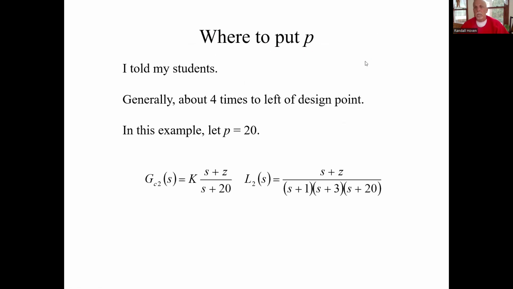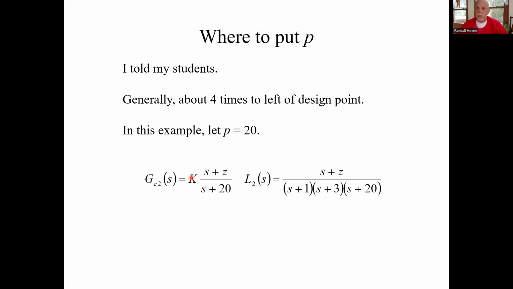Where to put P? This is something I usually gave my students because you don't calculate it somehow. But one guideline is to put it 4 times to the left of the design point. You kind of want it out of the way because we're using the dominant pole concept, so it doesn't affect it too much. You could put it 5 times to the left. We don't put it too far to the left because then we'll be more susceptible to noise, which I'll cover in another module. So in this example, we'll just set P to 20.